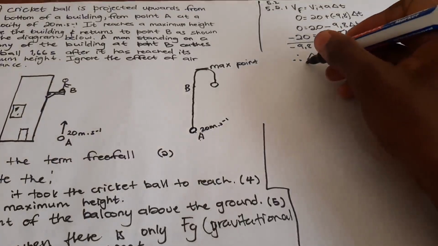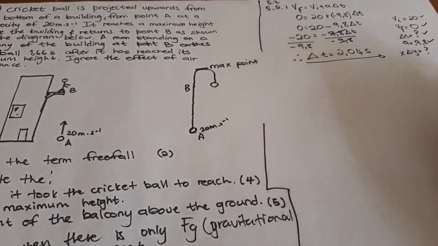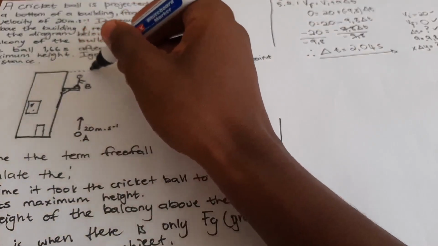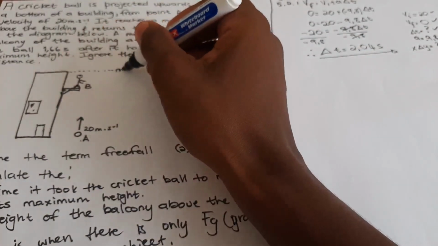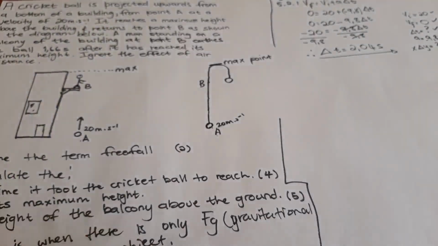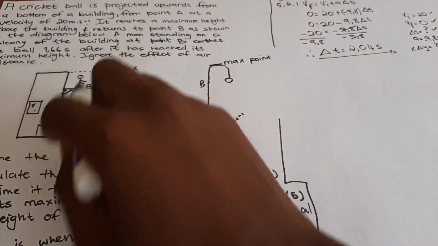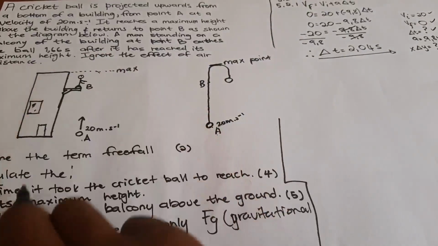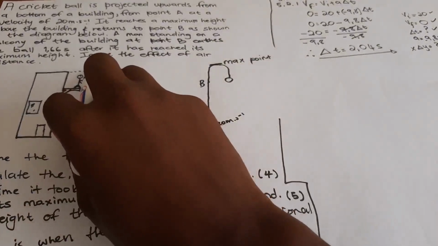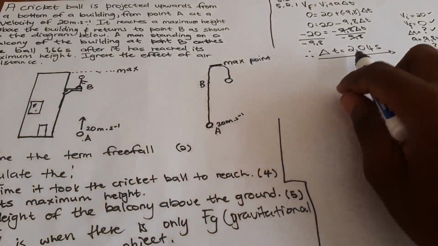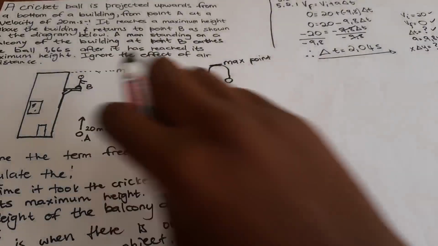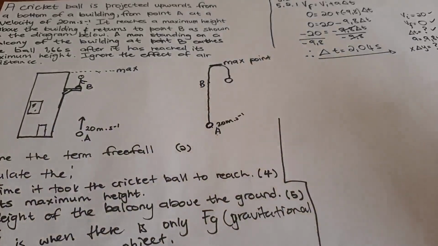So meaning that from A to the maximum point, the ball moved to the maximum point and down back to B to be caught by this man. When it reached the maximum point, the time it took was 2,04 seconds. So we calculated the time it took the cricket ball to reach its maximum height, which is 2,04 seconds. That's how it goes.